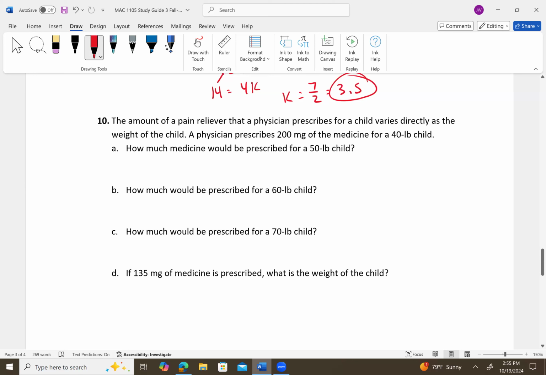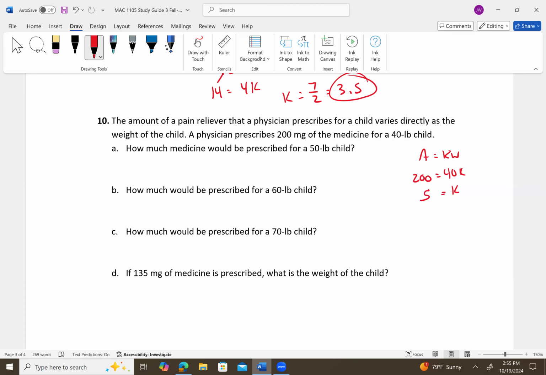The amount of pain reliever that a physician prescribes for a child varies directly as the weight of the child. A physician prescribes 200 milligrams of the medicine for a 40-pound child. So the amount varies directly as the weight. A equals kW. 200 equals 40k, so k equals 5.